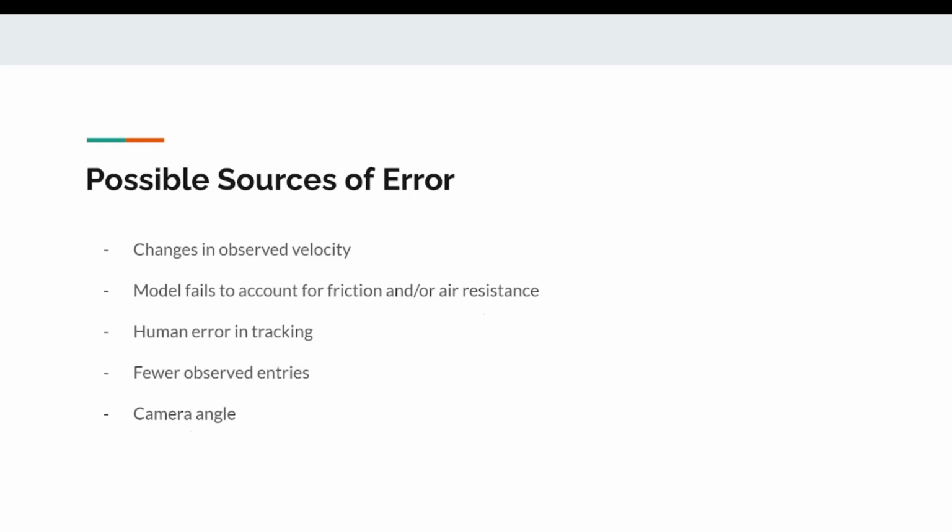Some possible sources for all of this error were changes in observed velocity in the observed cart, because that had friction acting upon it, so it was not perfect like the simulation, which fails to account for this friction and air resistance. There's also probably some human error in the tracking, and that led to variation. And there were also few observed entries for the observed cart, and the camera angle may have worsened human error.